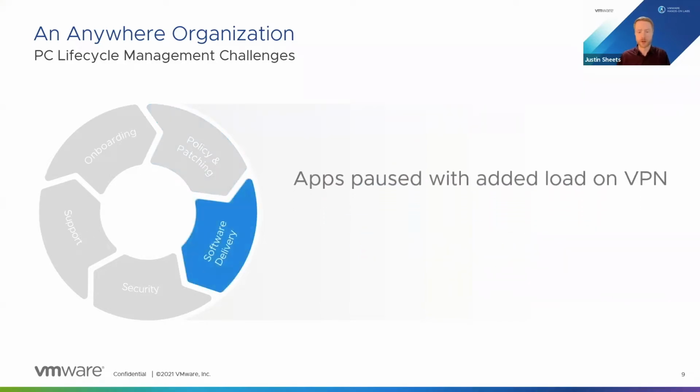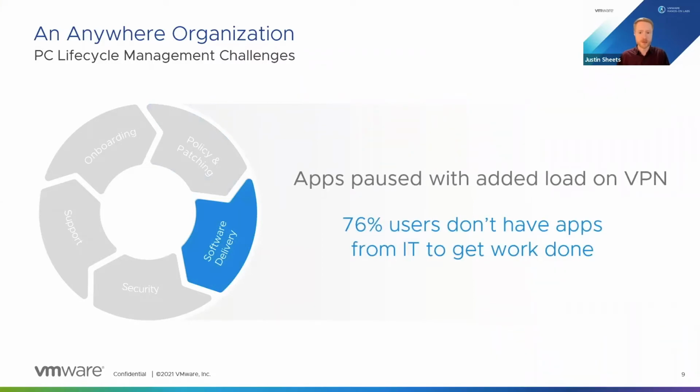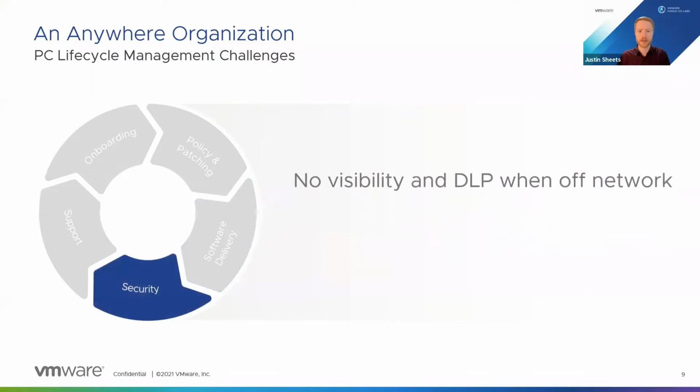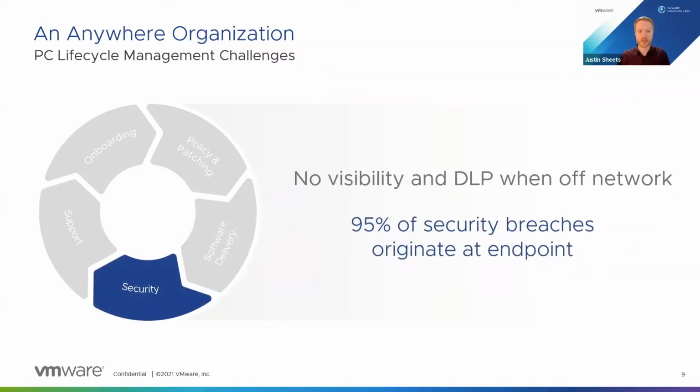And the same issue occurs with your apps. If users have to be on the corporate network or VPN to access applications, what happens when your VPNs go down or your traffic gets saturated? How do you make sure that users get the critical apps that they need in order to stay productive? And are your remote devices adequately secured? Do they have data loss prevention policies configured? It's shown that 95% of security breaches occur at the endpoint, so remote devices must be adequately secured no matter where they may go.